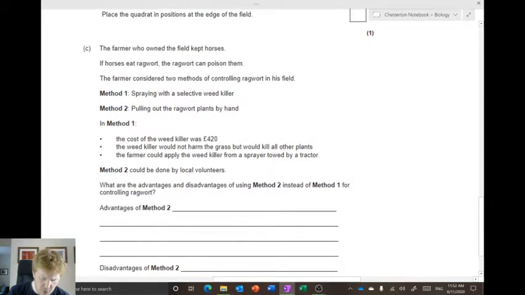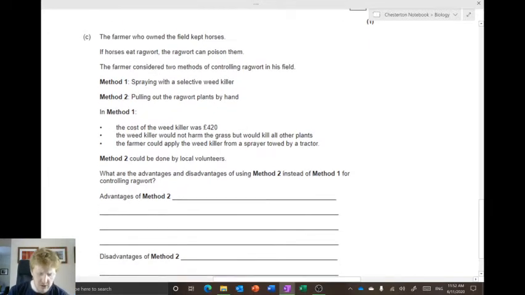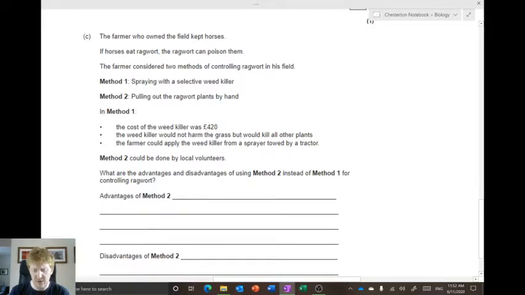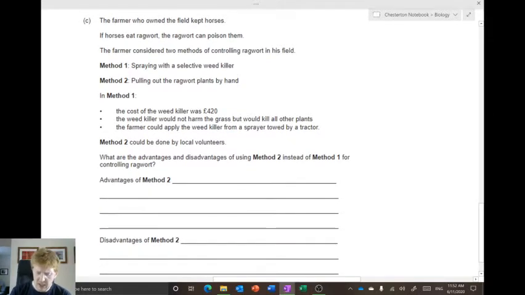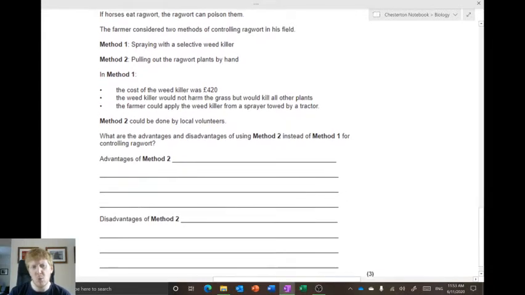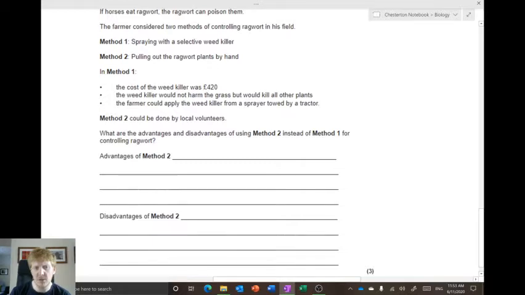The farmer who owned the field kept horses. If horses eat ragwort, the ragwort can poison them. The farmer considered two methods of controlling the ragwort in the field: spraying it with weed killer or pulling the ragwort out by hand. Method 1 is expensive, costing £420. The weed killer could not harm the grass but could kill other plants. The farmer could apply the weed killer with a sprayer towed by a tractor. Method 2 could be done by local volunteers.